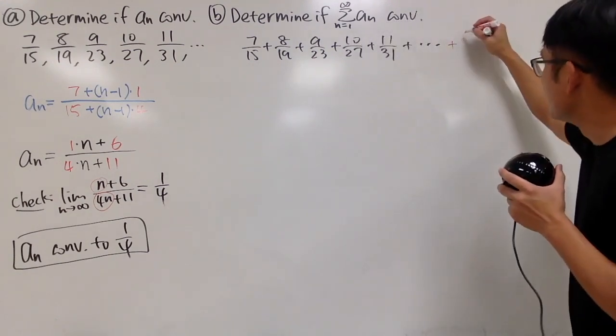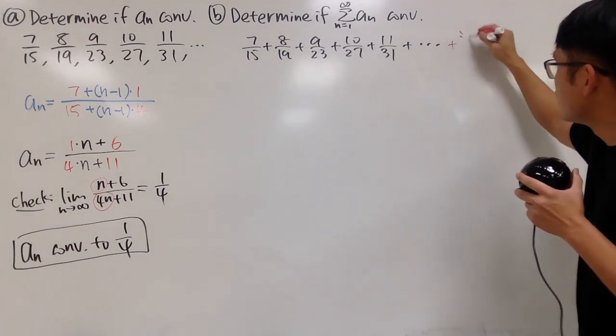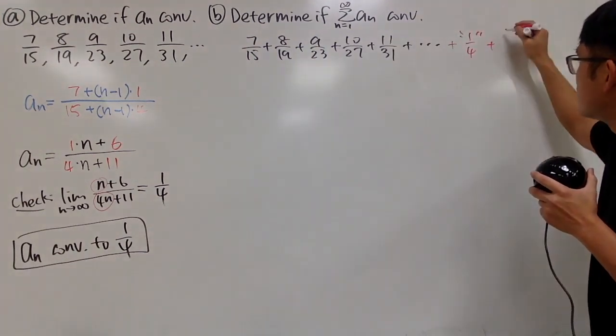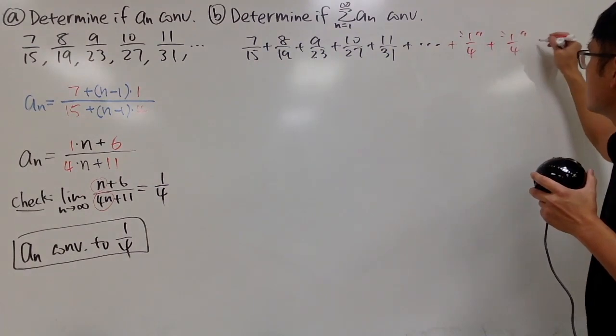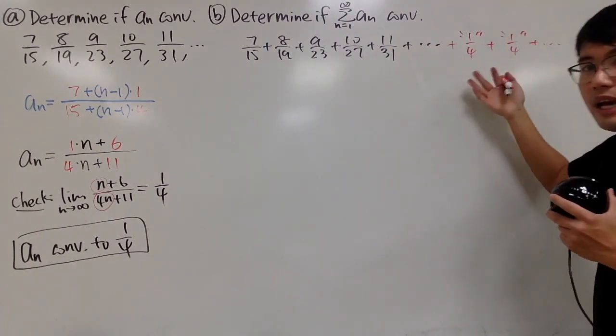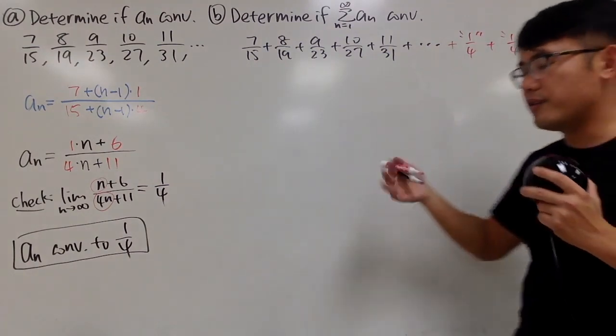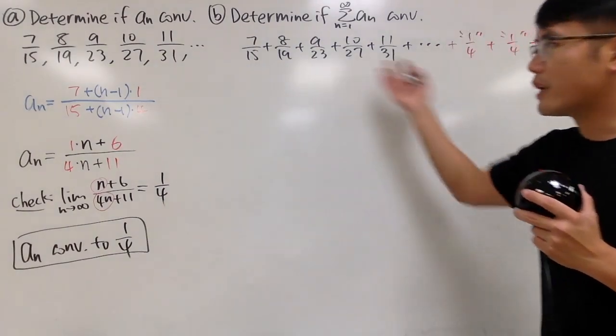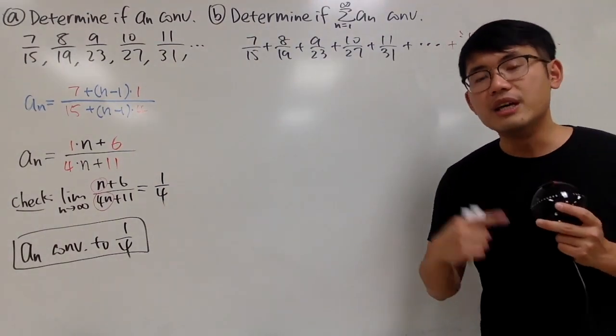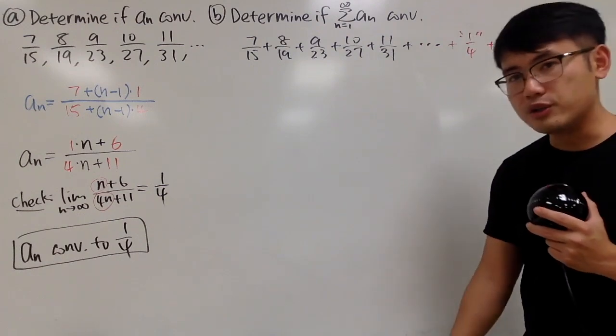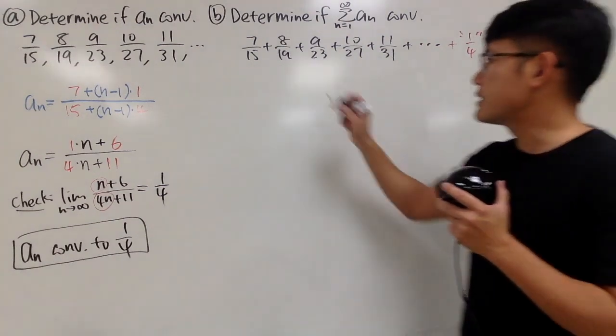So you can just imagine we're just adding a lot of 1 over 4 after a certain point, and so on, so on, so on. And when you're adding up infinitely many 1 over 4s, this will of course go to infinity. In other words, this diverges.